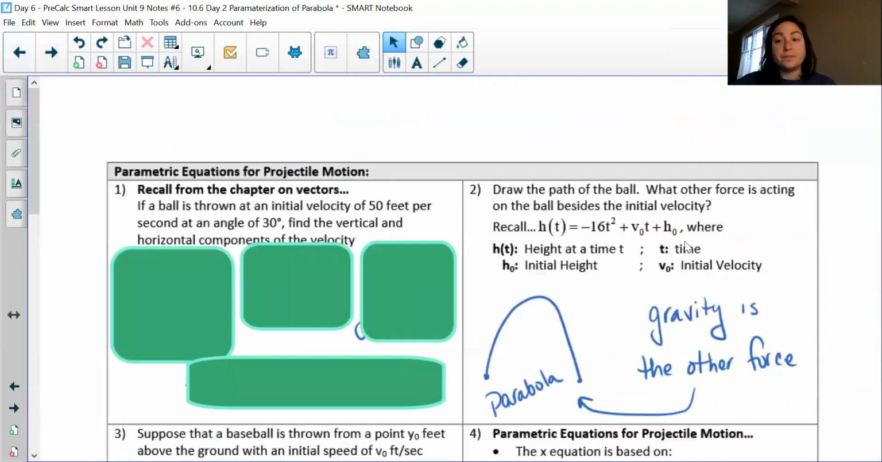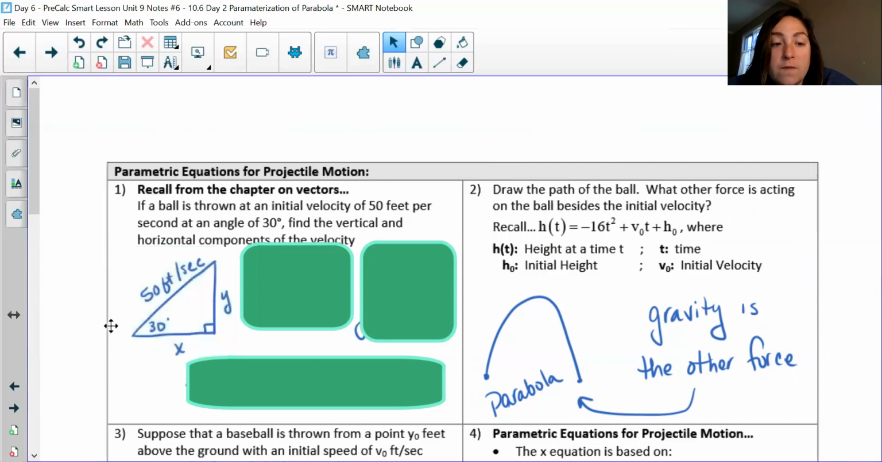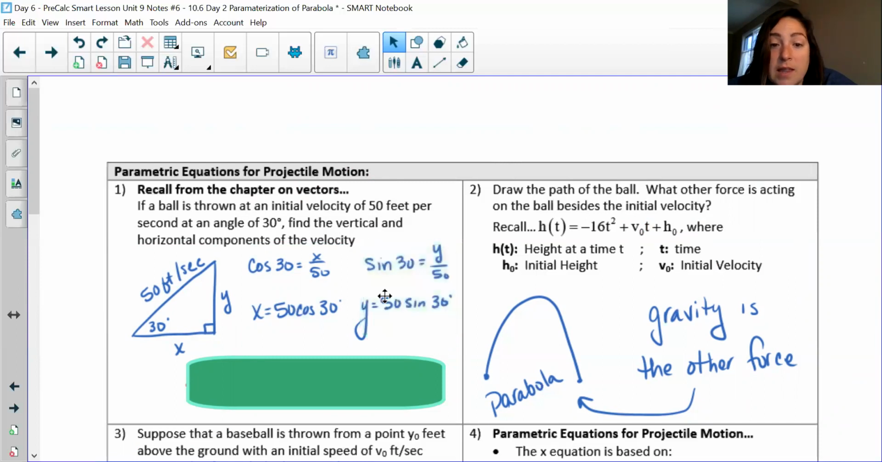All right, an application problem. So vectors, it seems so long ago that we did vectors, but it actually wasn't that long ago at all. But recall from the chapter on vectors, if a ball is thrown at an initial velocity of 50 feet per second at an angle of 30 degrees, find the vertical and horizontal components of the velocity. So we go ahead and draw 50 feet per second. We want to know the horizontal and the vertical. So we end up getting cosine 30 equals x over 50. So x equals 50 cosine 30. And then we have sine 30 equals y over 50.